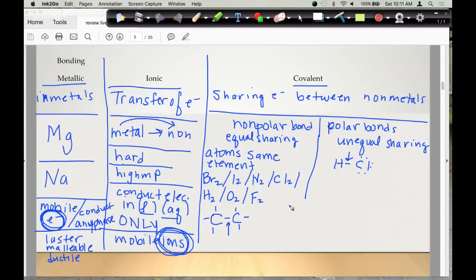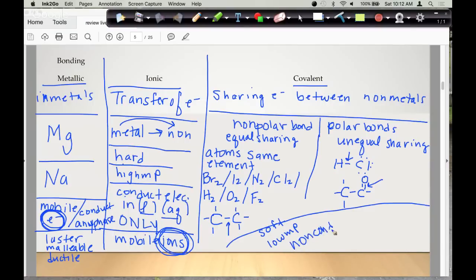That bond would be an unequal polar covalent bond. When we talk about something like our organic compounds, the bonds like between C and O, like in ethanol, that would also be an unequal sharing. When we talk about our covalent substances, the properties is that they tend to be soft, they tend to have low melting points, they tend to be non-conductors because they never have mobile electrons and they don't make ions.